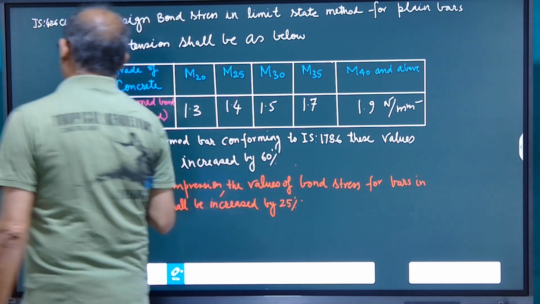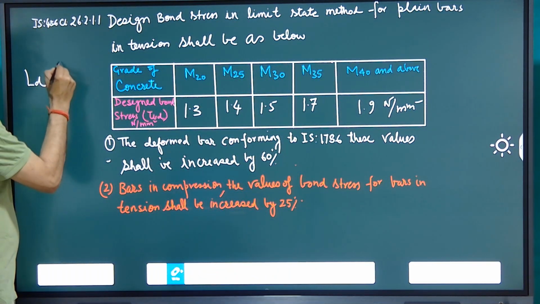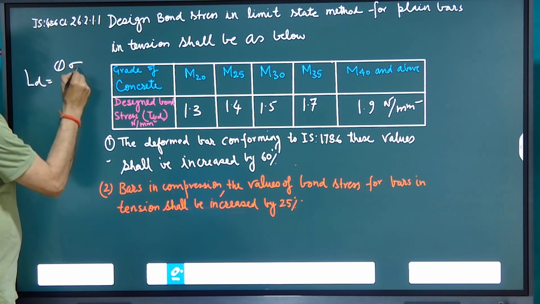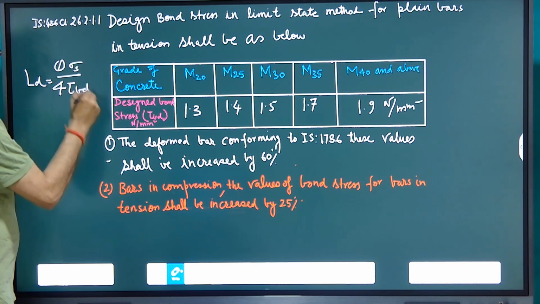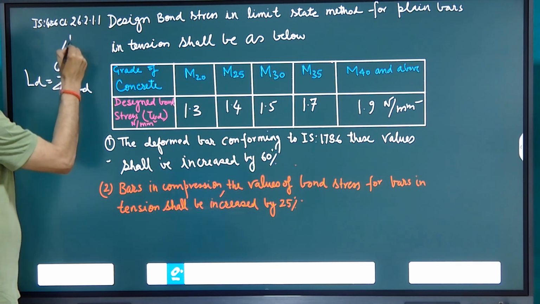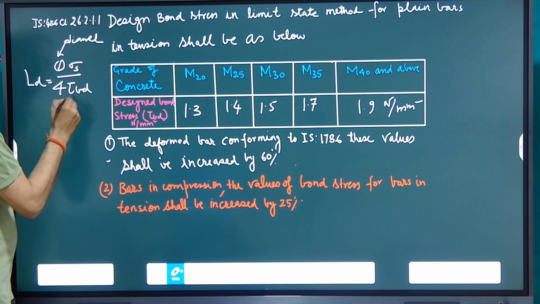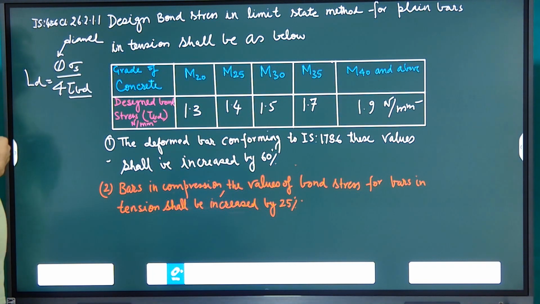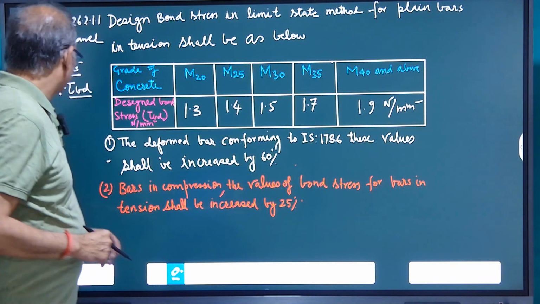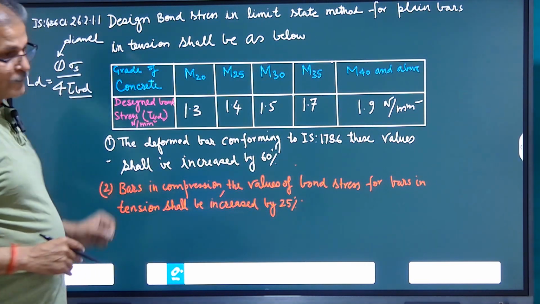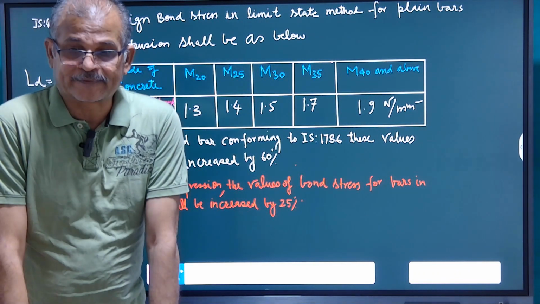Since we know that development length LD is equal to phi sigma s upon 4 tau Bd, where phi is the diameter of steel, and tau Bd is the bond stress between the concrete and steel. Now, tau Bd bond stress is increased by 60%.